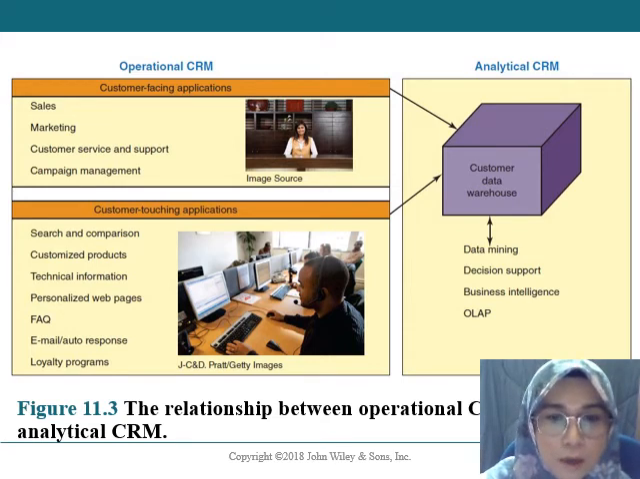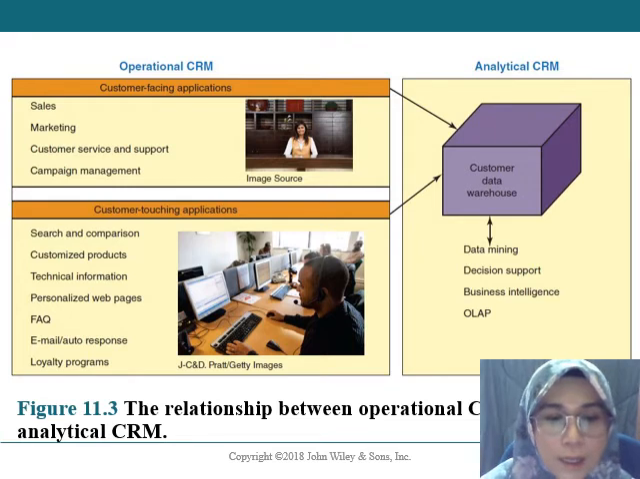So on the previous slide before this, Madam already explained about customer facing applications. We have sales, marketing, customer service and support, and campaign management. In campaign management, they plan around the customer's preferences, what they have researched or searched, or compared on similar products they found on the website.